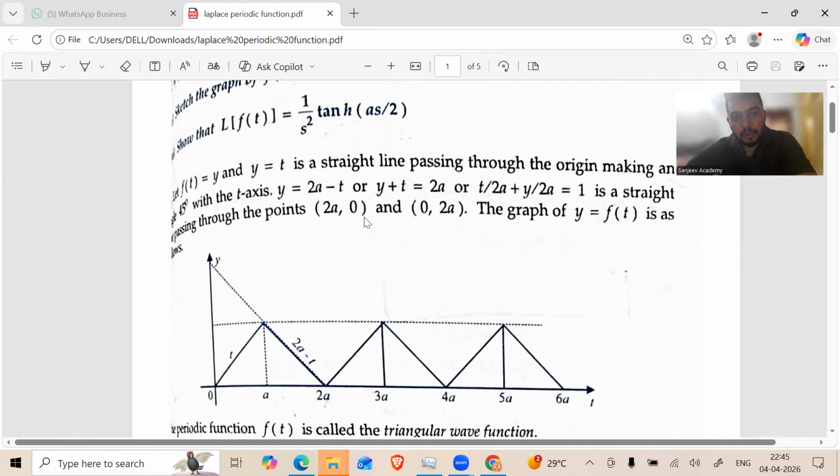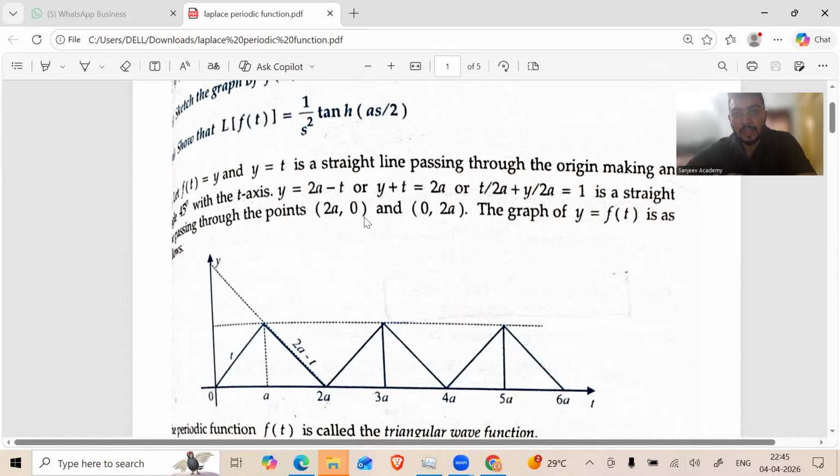Now what I want you to do is, before the Bernoulli's rule and everything else, in engineering the most important thing is the answer. If the final answer is correct, you'll get full marks.